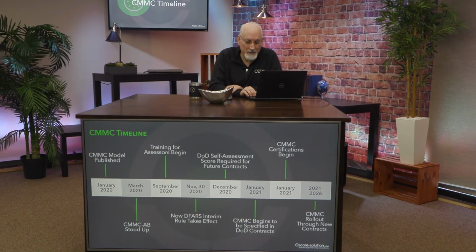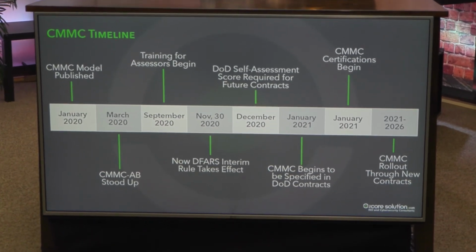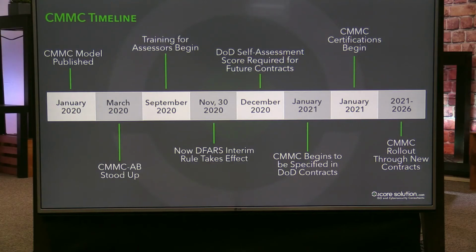So the CMMC has been rolling out, shall we say, over a period of time, starting January of last year. Boy, that seems like another world ago, doesn't it? That'd be a pre-COVID date there. But the actual CMMC model itself, the requirements, were published in January.